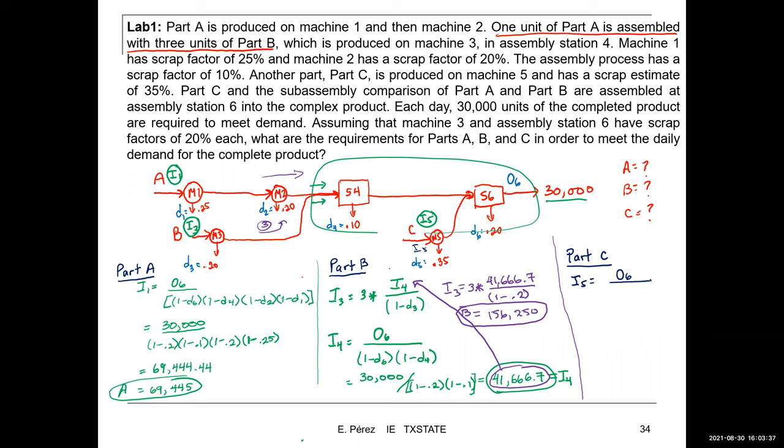So we can find the input of 6, and then by finding the input of 6, we can find how many parts we need coming in from 5 into station 6. So going back, we need the output of 6. To find the input of 6, we have to divide that by 1 minus D6. And in order to get the number of parts that we need for I5, we have to divide by 1 minus D5.